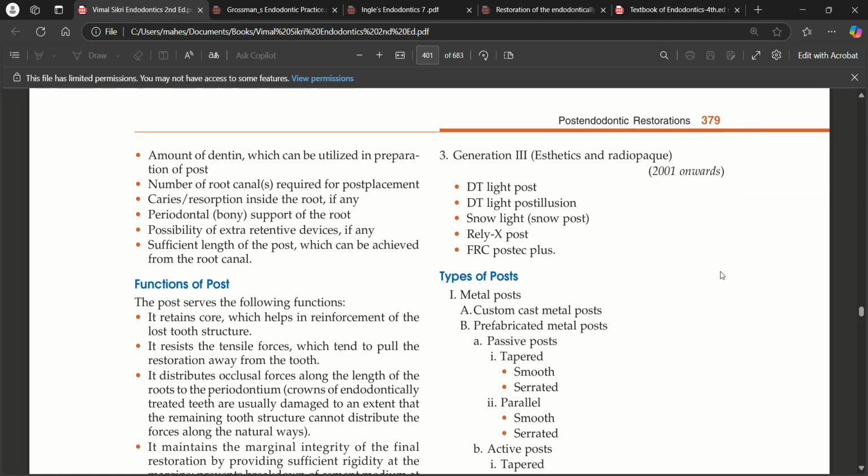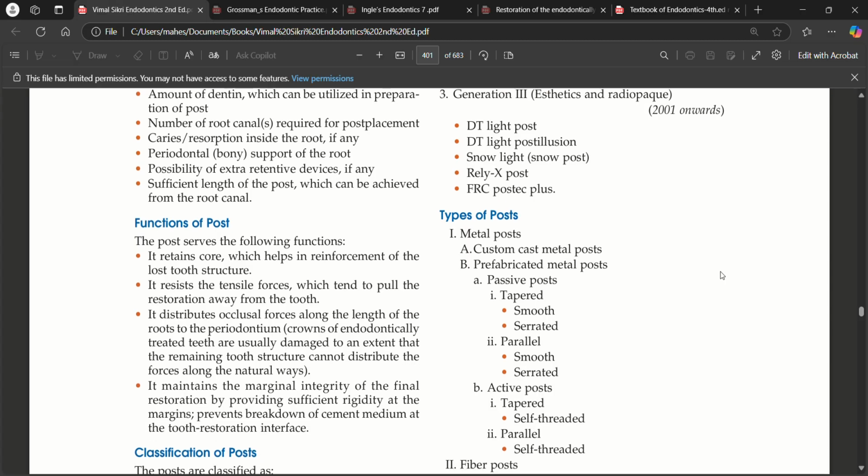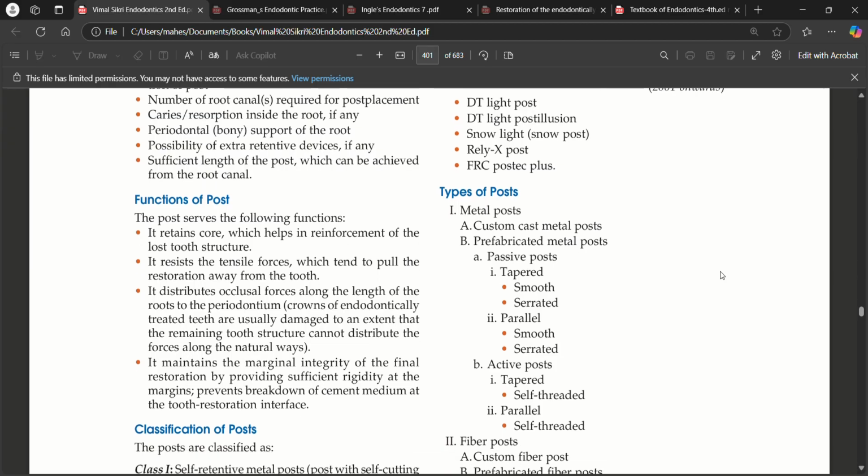The functions of post. Post serves the following functions. It retains core, which helps in reinforcement of the lost tooth structure. It raises the tensile forces, which tend to pull the restoration away from the tooth. It distributes occlusal force along the length of the root to the periodontium.